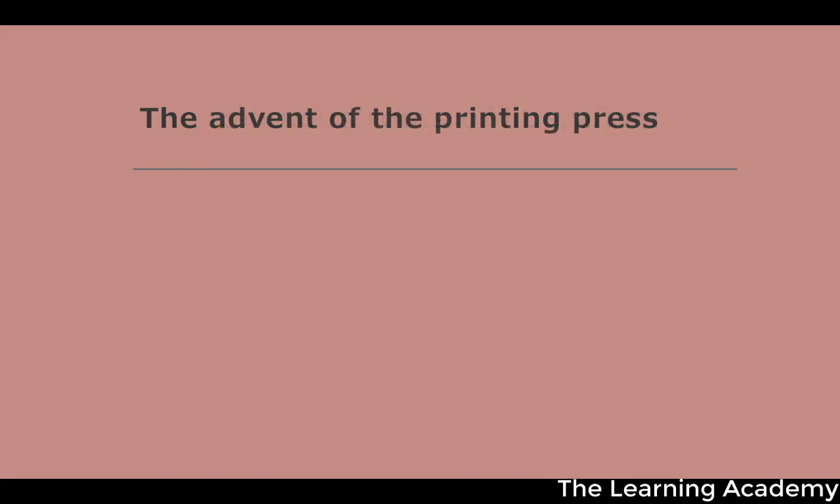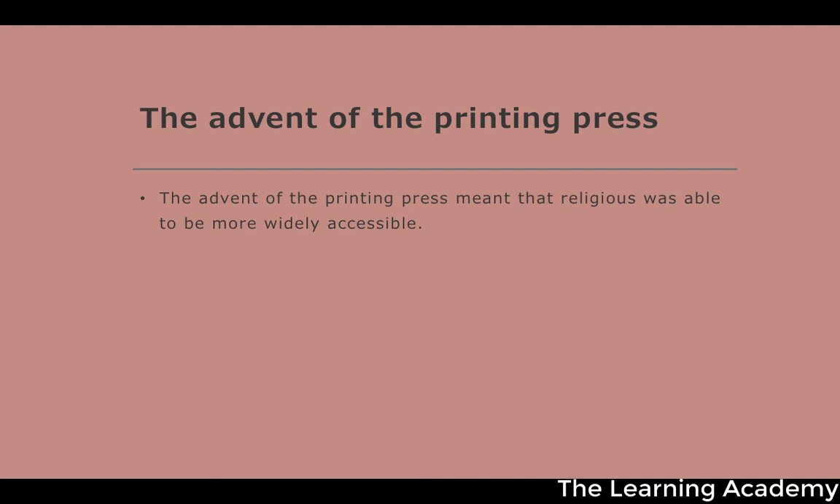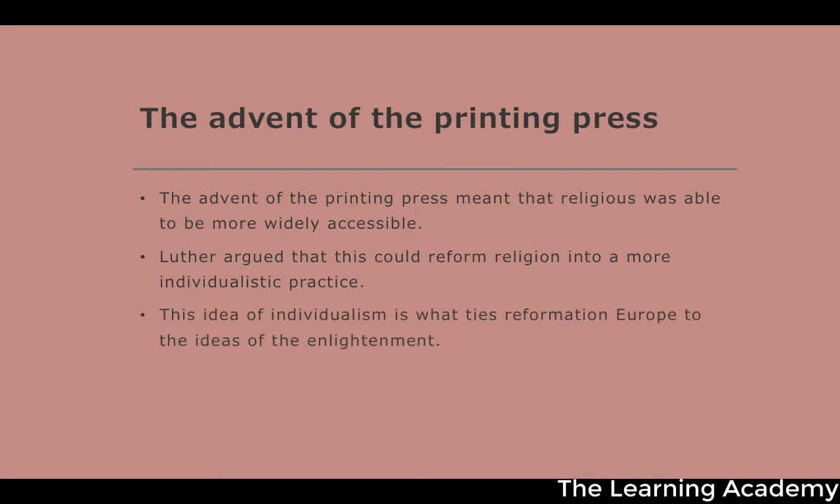So the views and the ideas of Protestantism and the Reformation really began to spread across the European world with the advent of the printing press. The printing press meant that religious texts were able to be more widely accessible. Luther argued that this could reform religion into a more individualistic practice. And this idea of individualism, the idea of the individual and the self being at the centre of religion, is what ties the Reformation to the ideas of the Enlightenment.